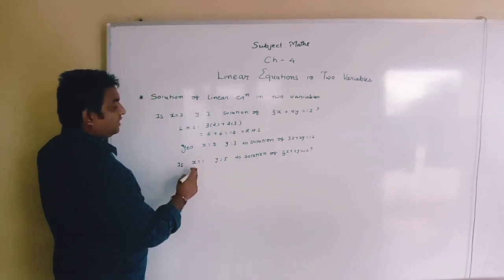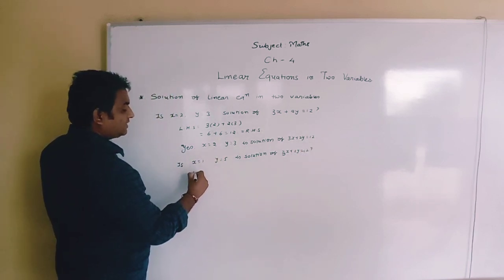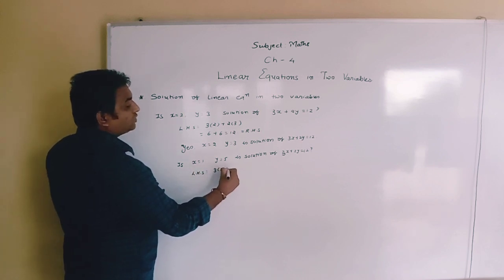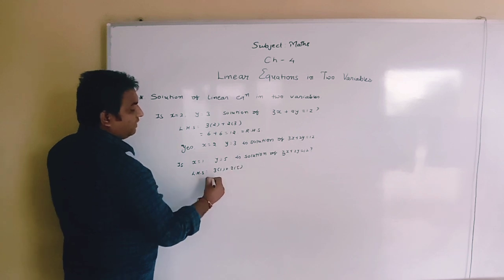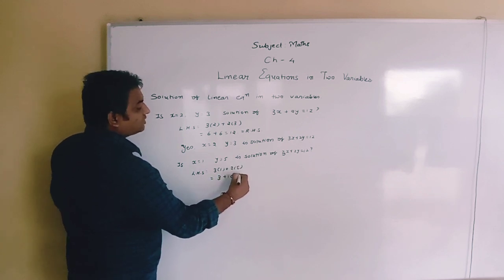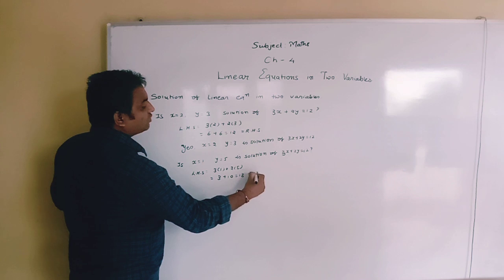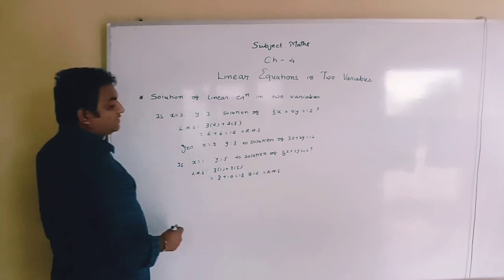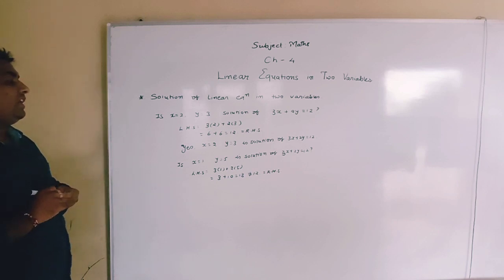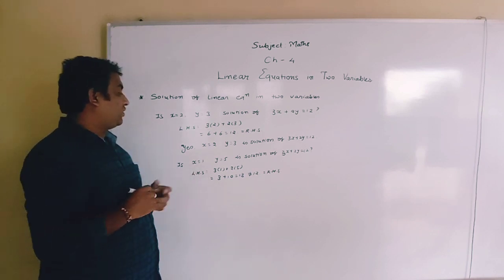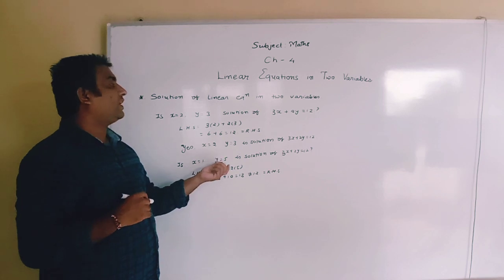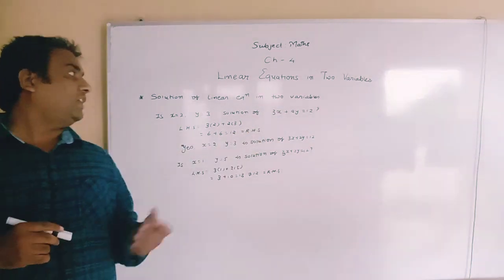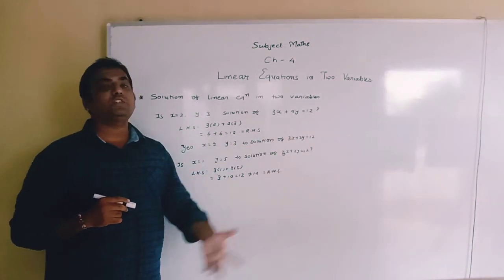Then again we substitute x equals 1 in the left hand side. So 3 into 1 plus 2 into 5. We can see 3 plus 10 becomes 13, which is not equal to 12, which means it is not equal to the right hand side. So we can say that no, x equals 1, y equals 5 is not a solution of 3x plus 2y equals 12.